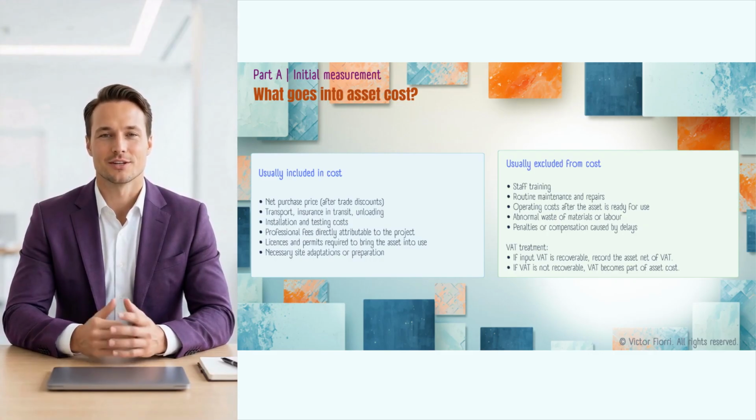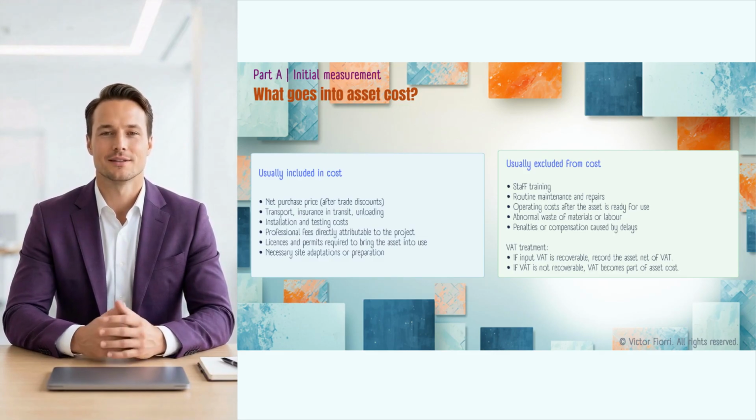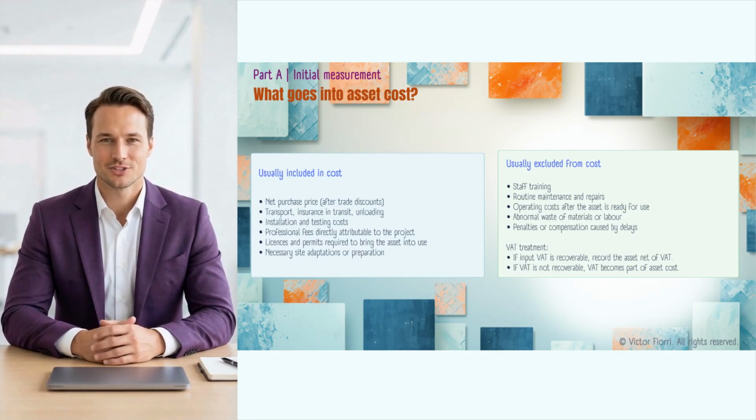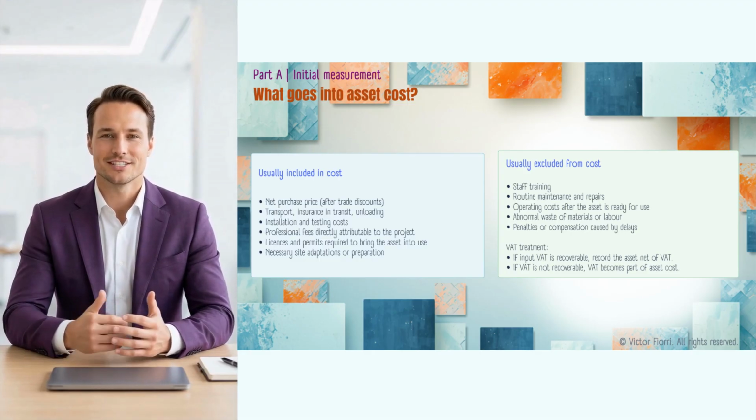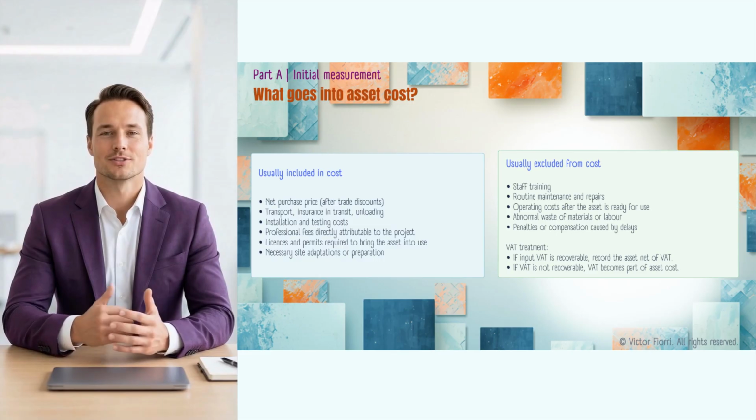Usually, the cost includes the net purchase price after trade discounts, transport costs, insurance during transit, unloading, installation, testing, professional fees directly related to the project, necessary licenses and permits, and site preparation needed to bring the asset into use. At the same time, some items are usually excluded from cost.